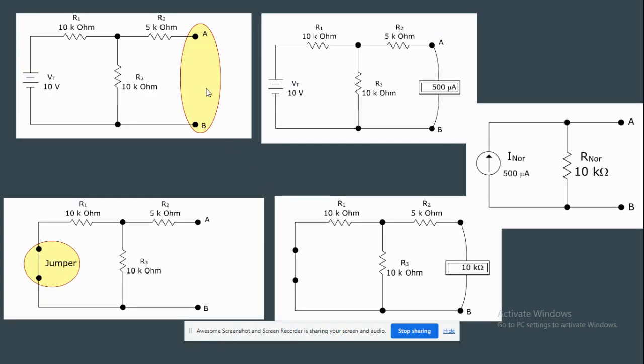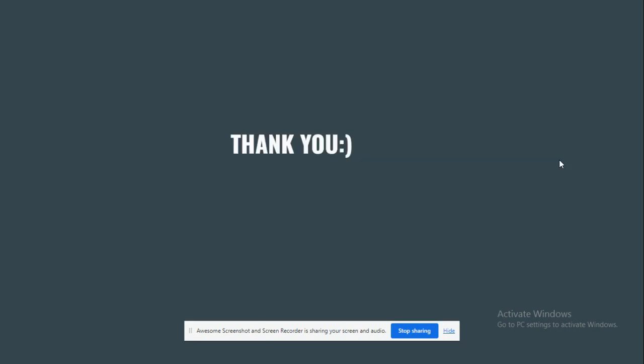As you can see here, first of all, we remove the load. We have to find the current here. Then we add a jumper wire on the voltage source. Then we sum up all the resistances, and then we place them in parallel. So that's it. That's all.